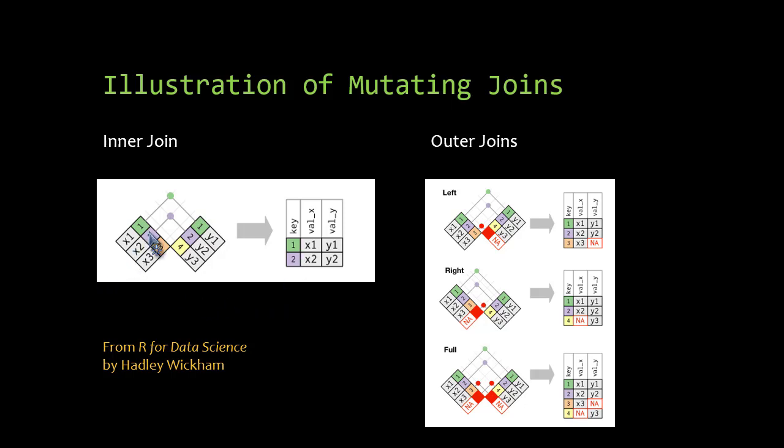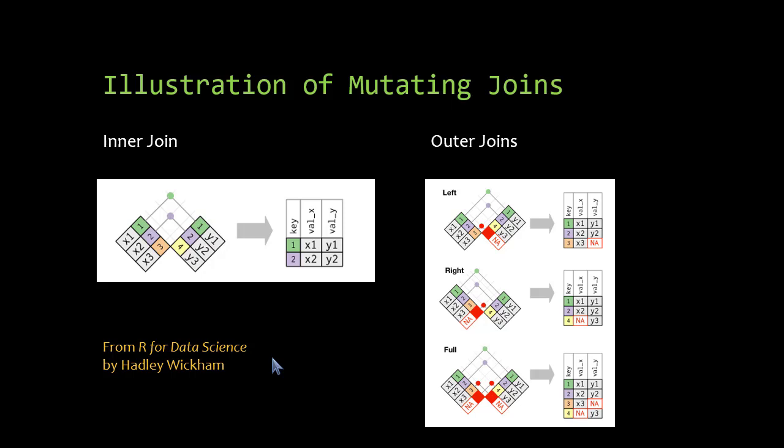If we take the left data set and look at 2, that also is a match. So now we're taking the values x2 and y2 and putting that in the data set. If you look at the key 3, there's no match found over here on the right. So that's not included in our data set. And if you look at 4, there's no match on the left. And so that's not included in the data set.